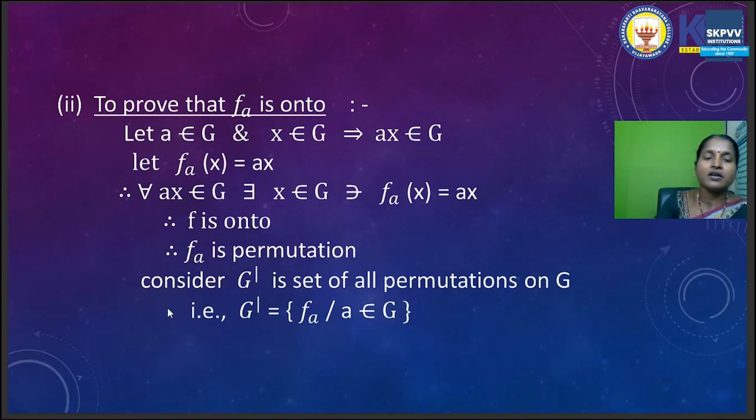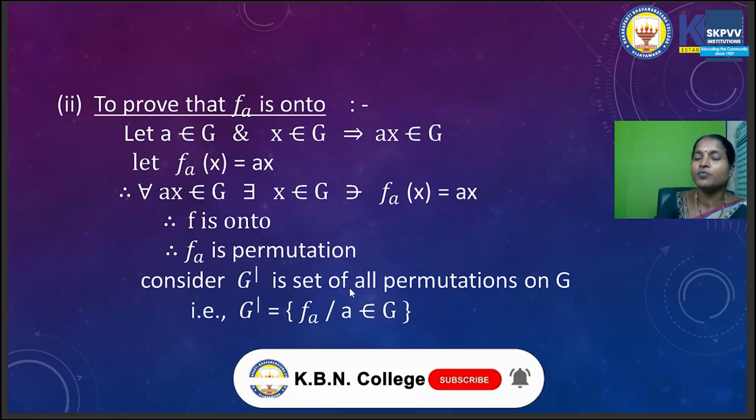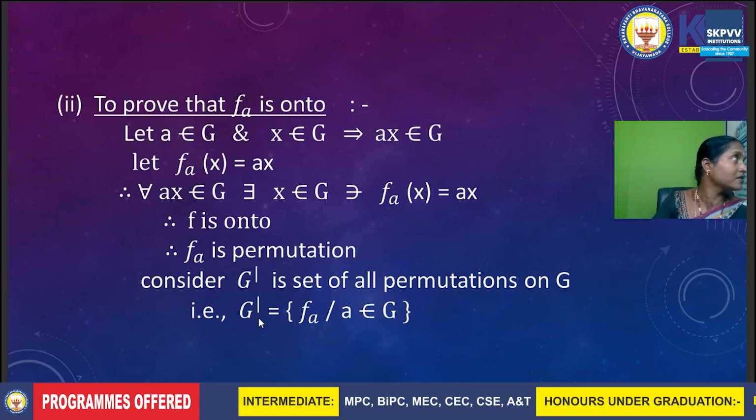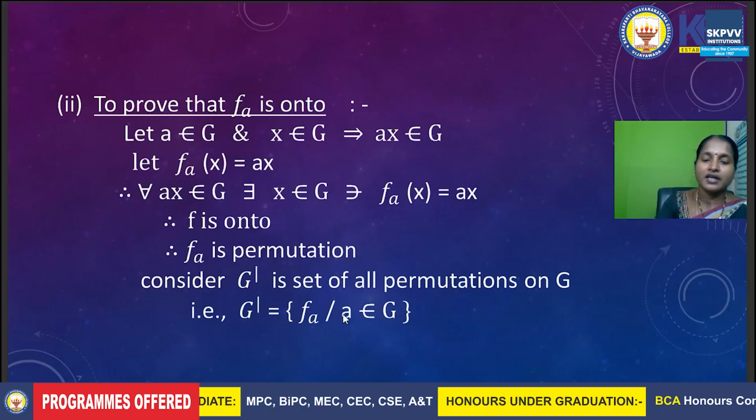But now we can consider one more group. Consider G dash to be the set of all permutations on G. So how do we consider the G dash elements? G dash is equal to FA such that A belongs to G, because permutation group elements are all in the notation FA. So that's why you can write G dash as the set of all permutations on G. Now we will prove that G dash is a permutation group. So in G dash, we take all the elements as FA such that A belongs to G.